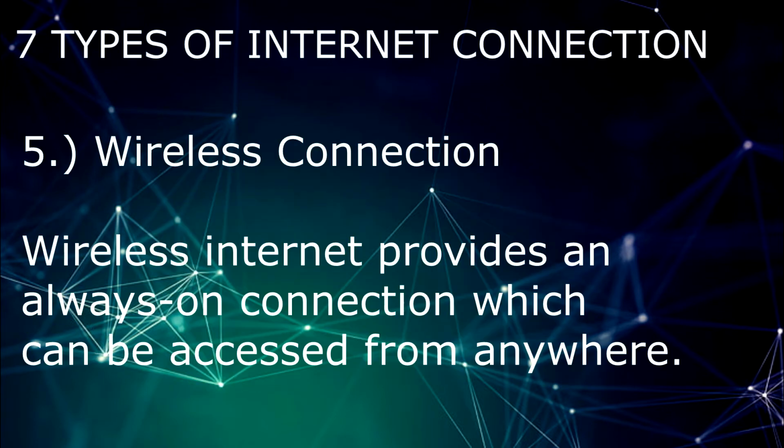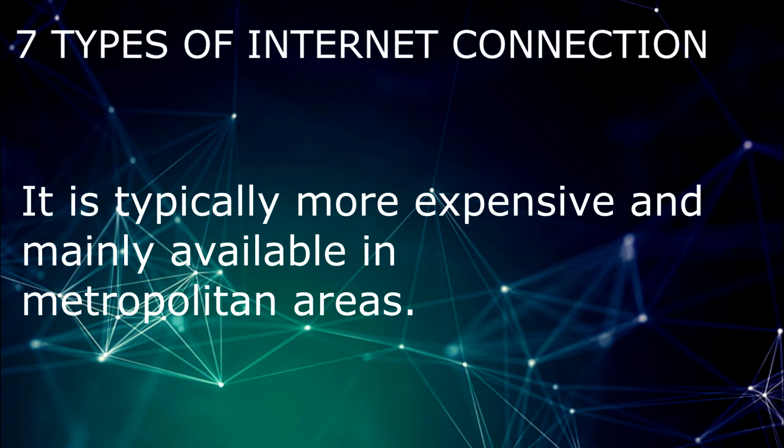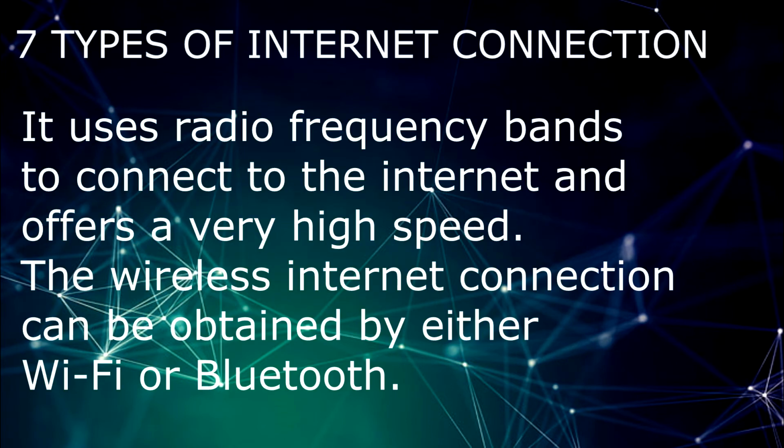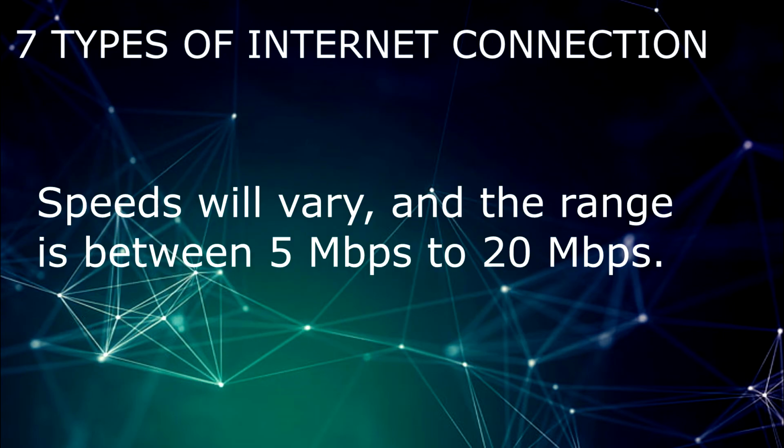Wireless connection. Wireless internet provides an always-on connection which can be accessed from anywhere. It is typically more expensive and mainly available in metropolitan areas. It uses radio frequency bands to connect to the internet and offers a very high speed. The wireless internet connection can be obtained by either Wi-Fi or Bluetooth. Speeds will vary and the range is between 5 mbps to 20 mbps.